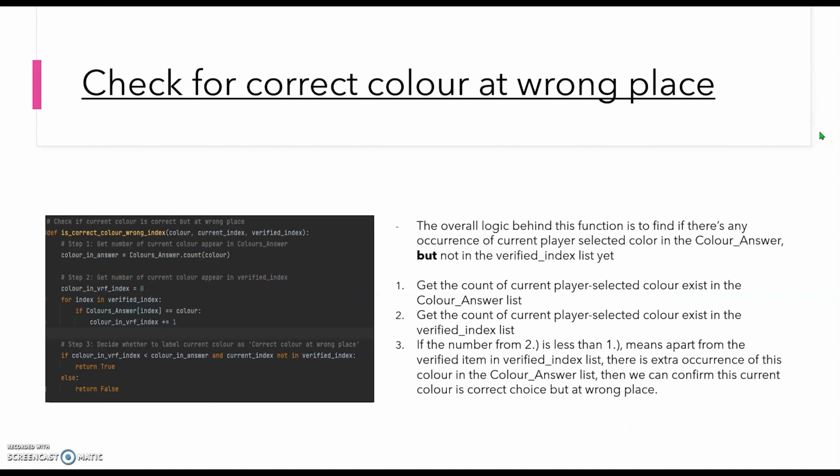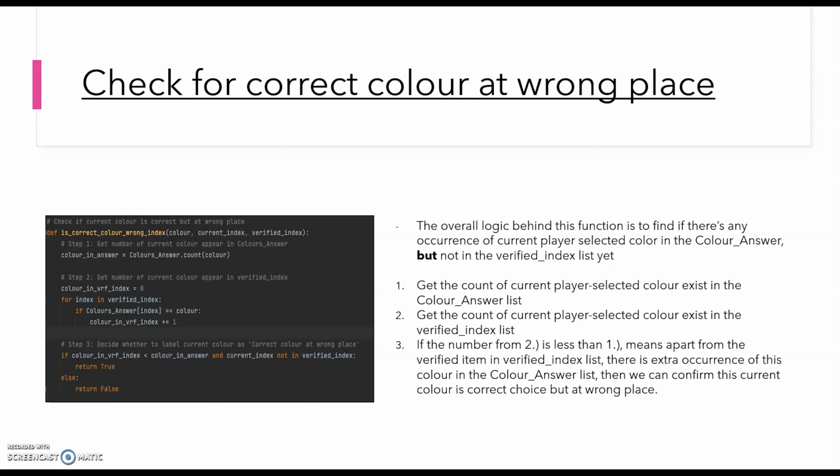Check for correct color at wrong place. The overall logic behind this function is to find whether there is any occurrence of the current player-selected color in the color answers but not in the verified index list yet. First, get the count of the current player-selected color in the color answer list. Second, get the count of the current player-selected color in the verified index list. Third, if the number from the second is less than the first, it means that apart from the verified items in the verified index list, there is an extra occurrence of this color in the color answer list, so we can confirm this current color is a correct choice but at the wrong place.